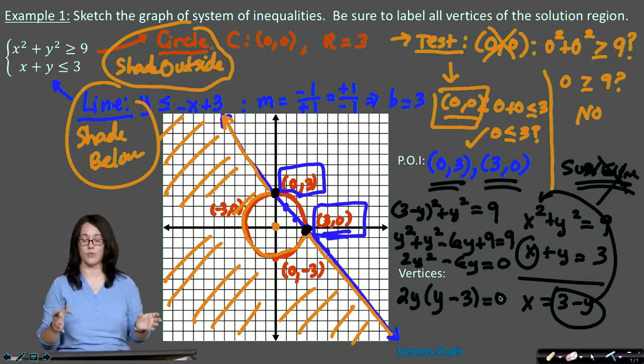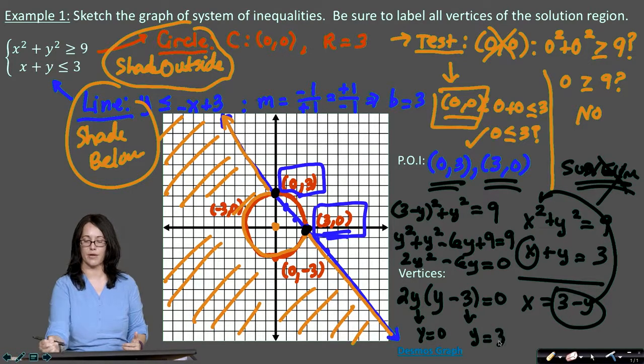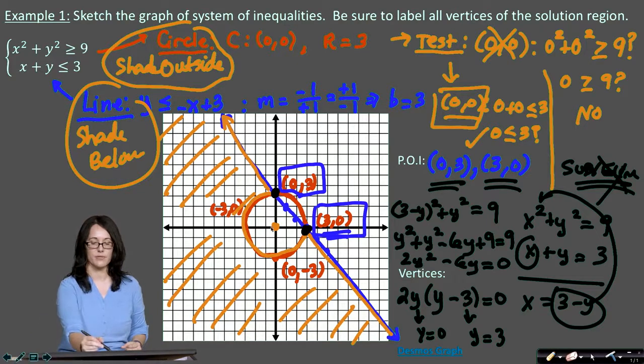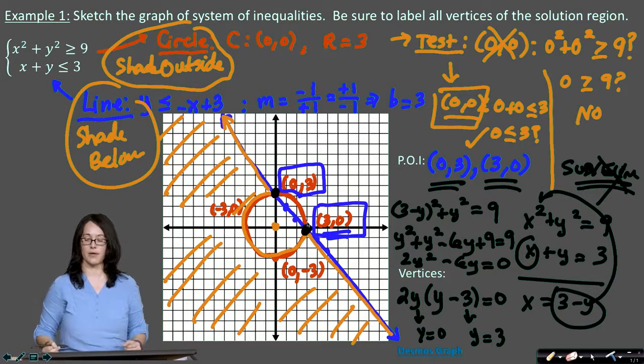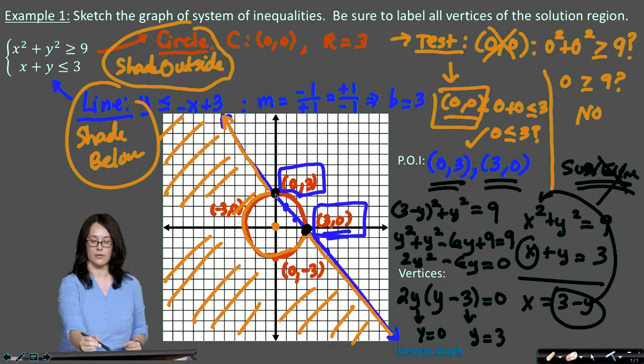Either 2y equals 0 or y minus 3 equals 0. If 2y equals 0, then y would have to be 0. And if y minus 3 equals 0, y would have to be 3. Aren't those the two locations that we have on the graph? When y equaled 0 and when y equaled 3? When y equaled 0, we're either here or here, and on both of them, x is 3. And when y equaled 3, we're only here, aren't we? And that's when x equaled 0. So it does, in fact, appear to be correct.